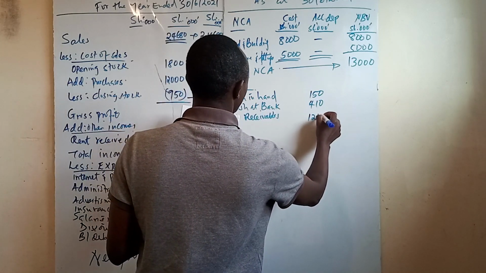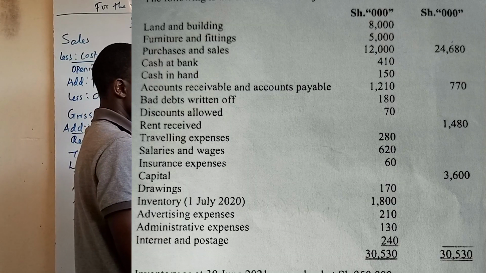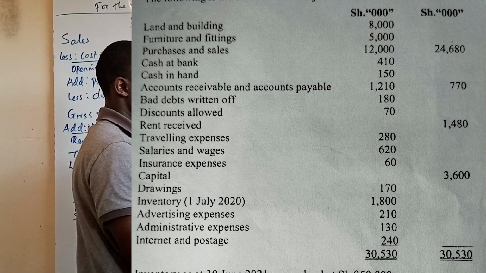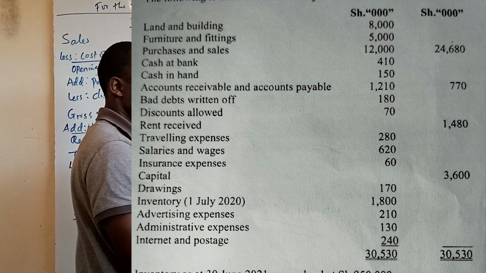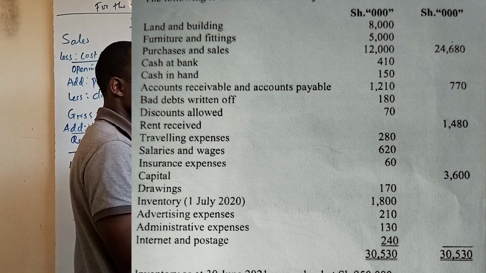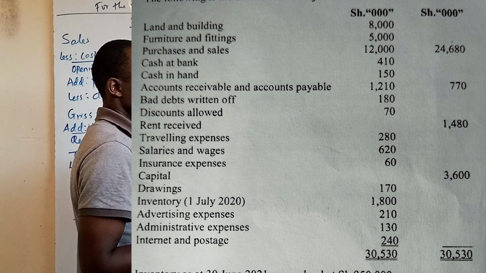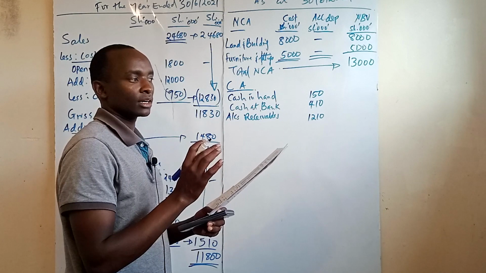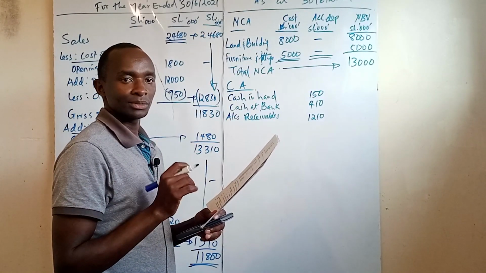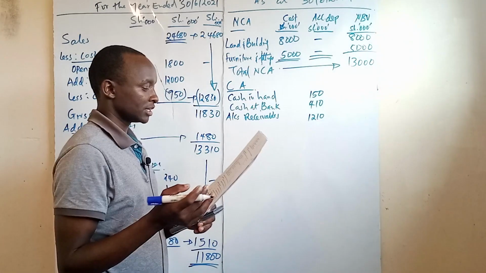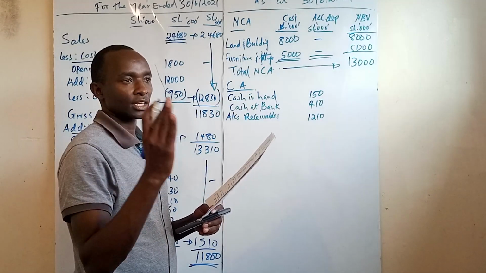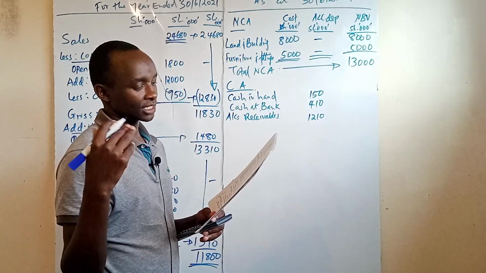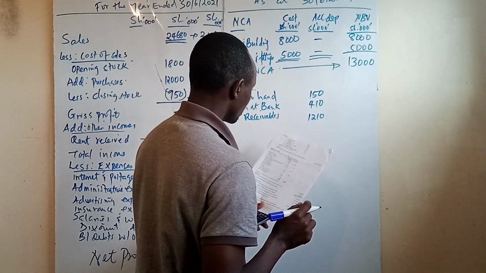of 1210. So from the question you can see the accounts receivables and accounts payables are in one row. So meaning the one that is going to take the debit is 1210 of accounts receivable. The one that will take 770 on the credit side is the account payable. So this one is like you're being tested on which elements here have got debit balances and which ones have got credit balances. I told you that debtors are assets and assets have got debit balances. And then the creditors have got credit balances. So the 770 will be for the accounts payable.